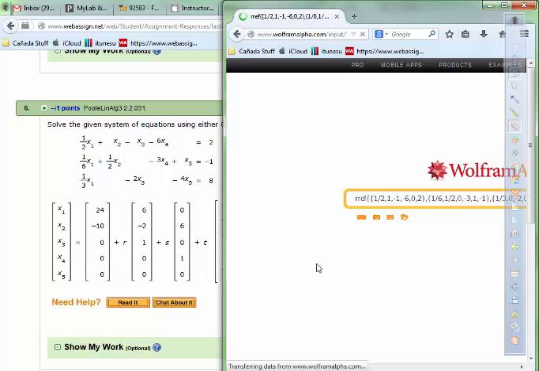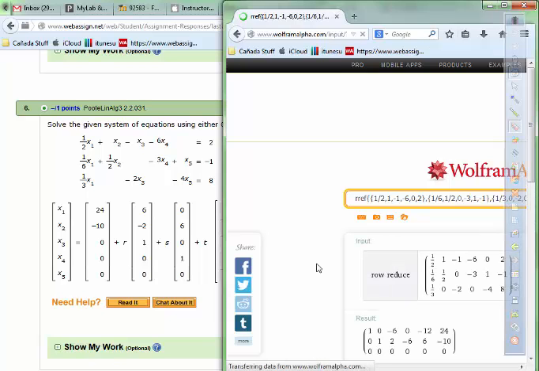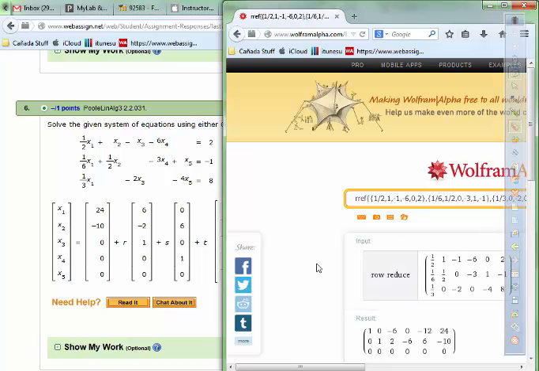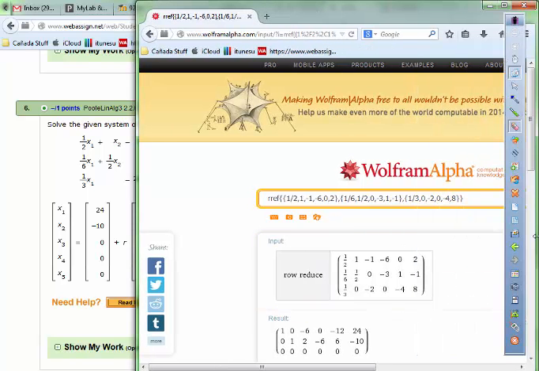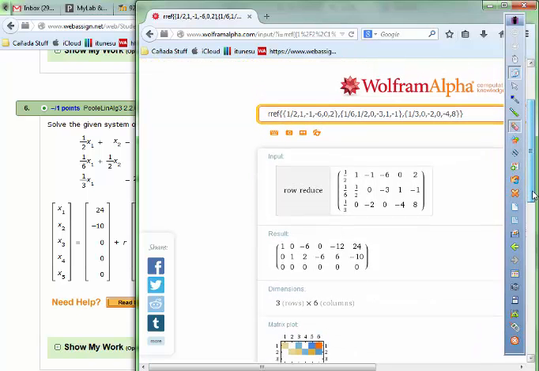So this is not just row echelon, it's going to be a reduced row echelon. So there's going to be an attempt for Wolfram Alpha to make the diagonals equal to 1 and to clear out all the zeros on top if it can. Okay. So here's what we got.